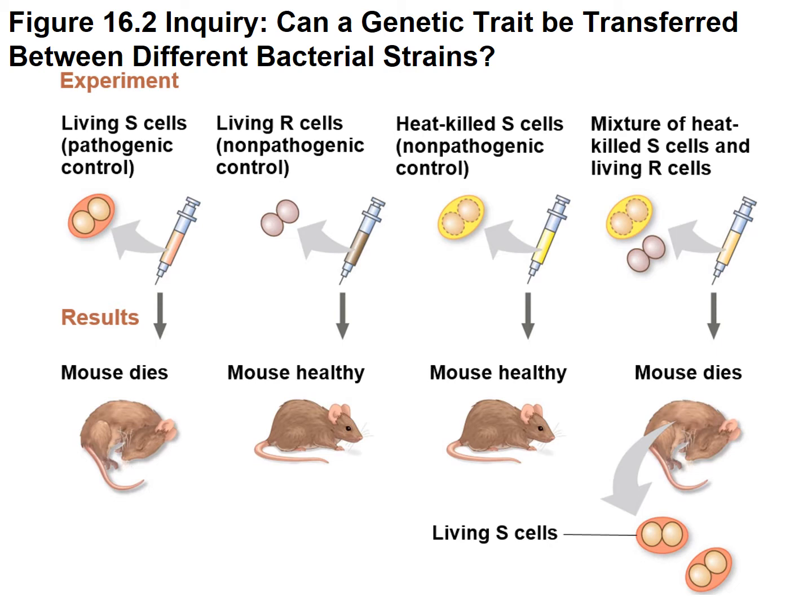The interesting result was in the last group. He mixed some of the heat-killed S cells, which we just saw let the mouse live, and living R cells, which we saw before also let the mouse live. When he put these both together and injected them, the mouse died. So he found out that something was making the living R cells living S cells, and he called this transformation. And what was happening is that DNA from the S cells was being taken up by the R cells.